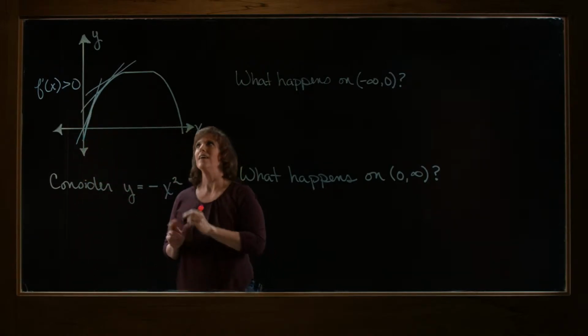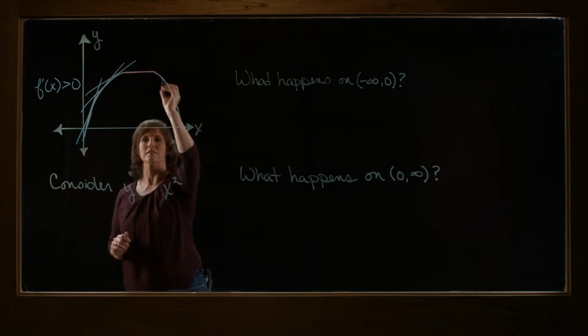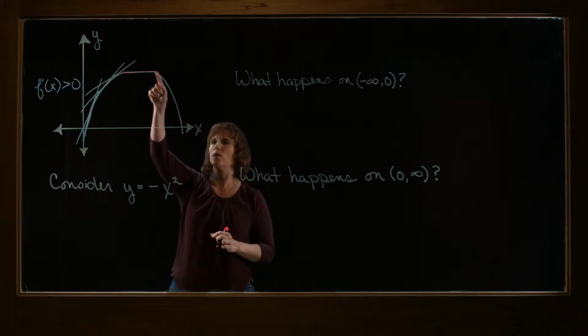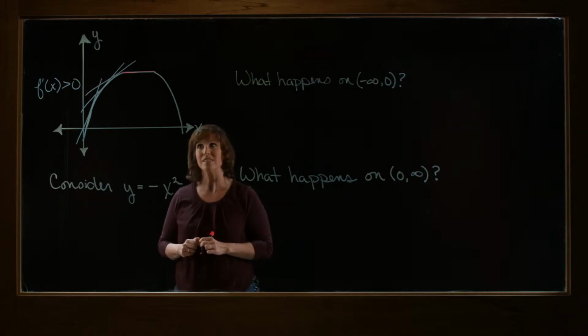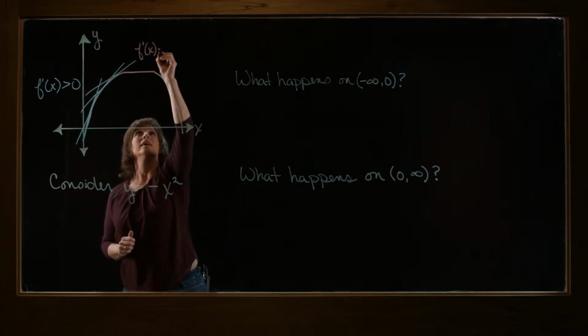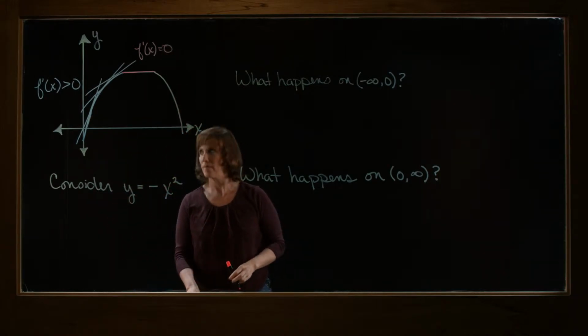Now let's move on. There's a section of this graph that is horizontal. In other words, it's constant. And what happens to lines that are horizontal? Well, we know the slopes are 0. So the slope is going to equal 0 when my function is constant.